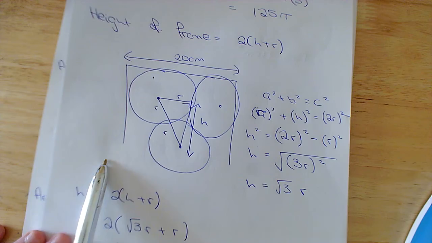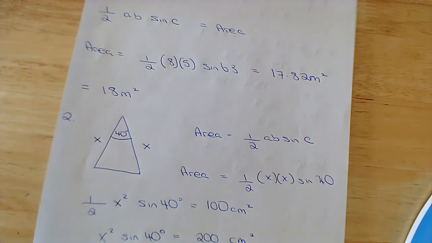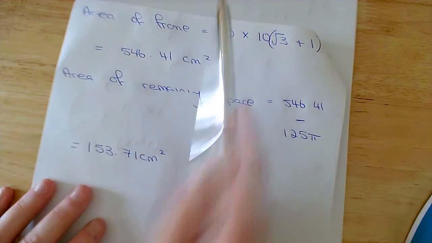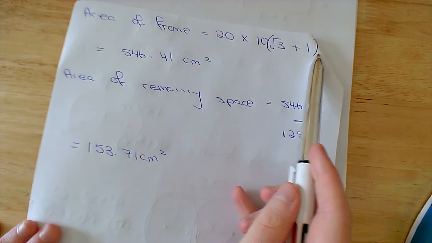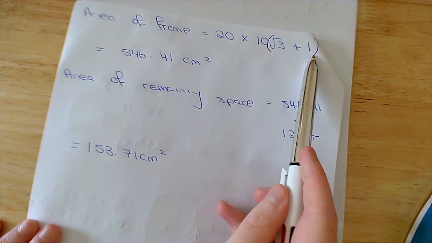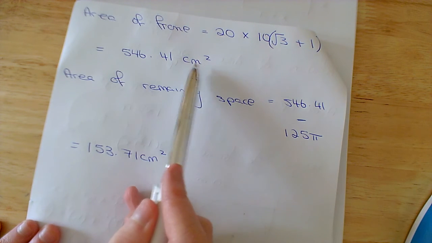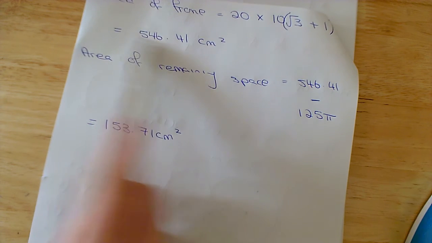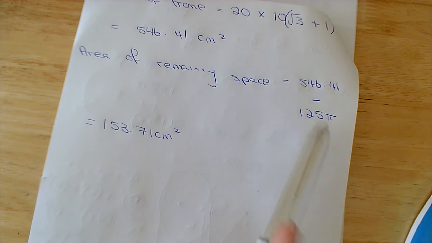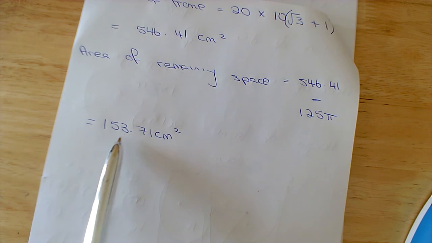Now I've figured this out and I know what this is here already. So for this particular question, I get the area of the frame. My rectangle is length by width. This here we are already given as 20, and we've just worked out that this here is the height of the frame, so it's 10 by root 3 plus 1, and my answer for that is 546.41 centimeters squared. Then the area of the remaining space is going to be the area of the entire frame take away the area of my 5 circles, which we worked out earlier, which was 125 pi. So my answer for question 12 is 153.71 centimeters squared.